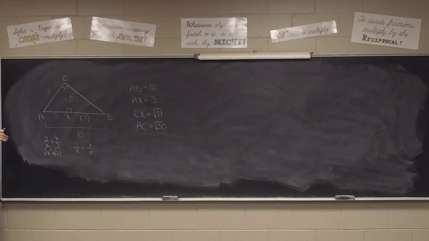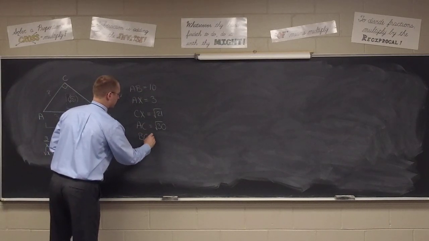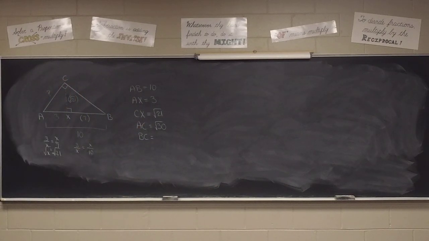Questions on that? Again, numerically that would be about 5.4-ish. But again, we don't care about the decimal. We're going to leave that radical value. How about finally BC? Let's find this length. BC.